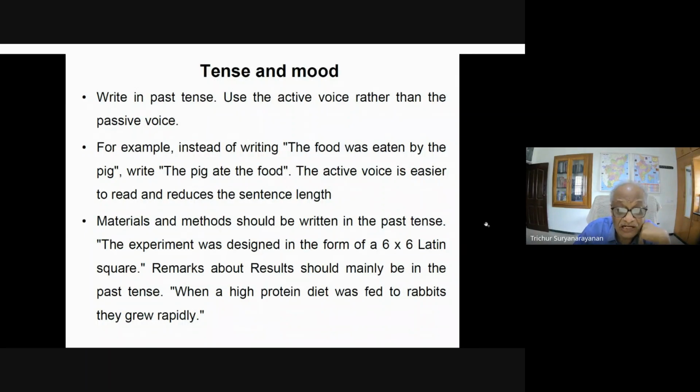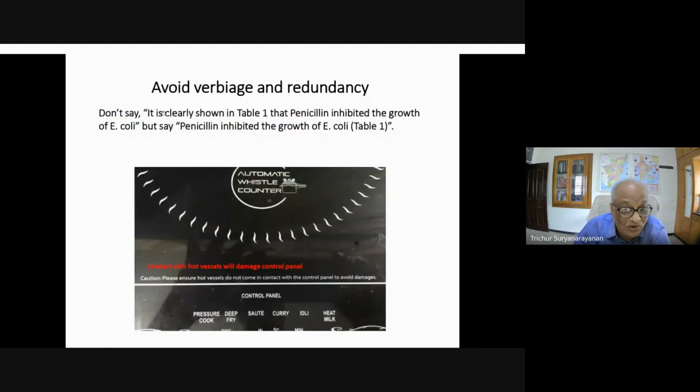Materials and methods should be written in past tense also. The experiment was designed in the form of a 6x6 Latin square. Results should also be in past tense. When a high protein diet was fed to the rabbits, they grew rapidly. As I told you, you should avoid redundancy and verbiage.